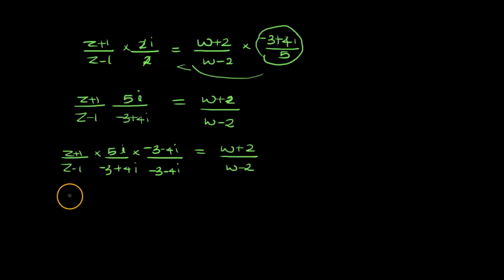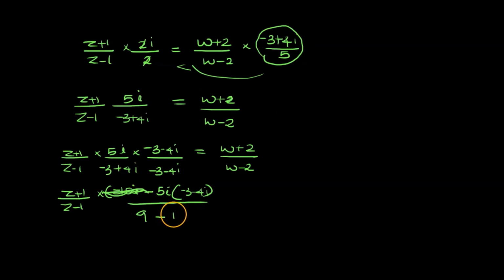What we get? (z plus 1) by (z minus 1) into minus 15i, take this 5i outside, minus 3 minus 4i. So multiply this, A plus B into A minus B, that is A square minus B square, 16 i square, minus 1, so 9 plus 16, (w plus 2) by (w minus 2). 9 plus 16 is 25.